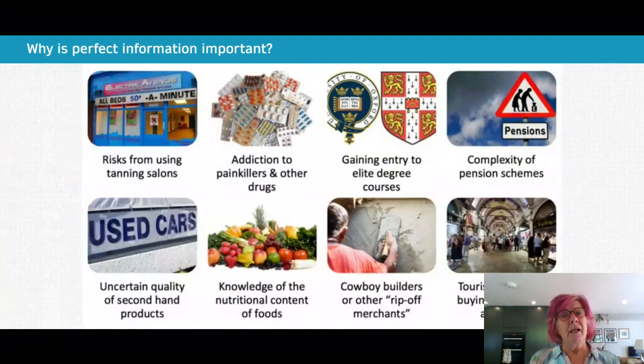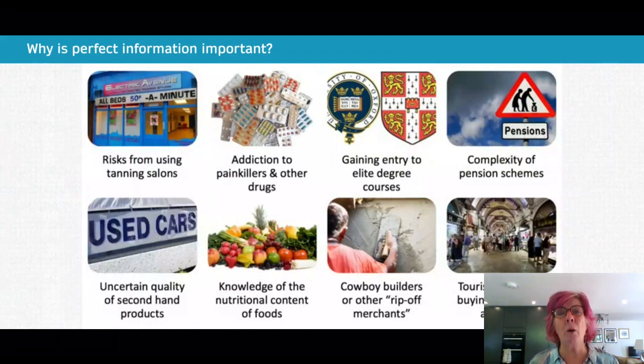So, what are all the reasons why perfect information is important? Well, firstly, there are a number of goods and services, products that have risks attached to them. Think about things like tanning salons. Think about things like painkillers and other drugs that we might get addicted to. We need to understand the risks as consumers in order that we can make a rational choice about which is the best product for us.